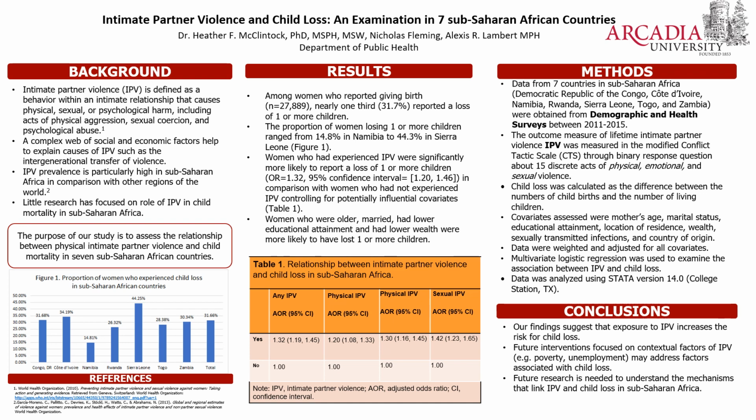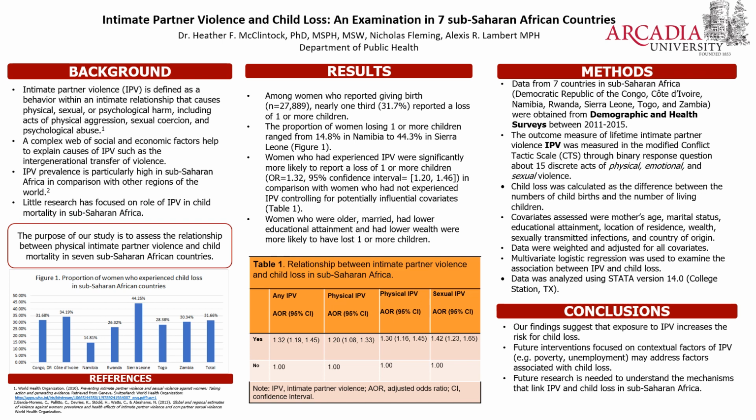Covariates that were assessed were mother's age, marital status, educational attainment, location of residence, wealth, sexually transmitted infections, and country of origin. We used multivariate logistic regression to examine the association between IPV and child loss. Our primary finding was that women who had experienced IPV were significantly more likely to report loss of 1 or more children in comparison with women who had not experienced IPV, controlling for potentially influential covariates.